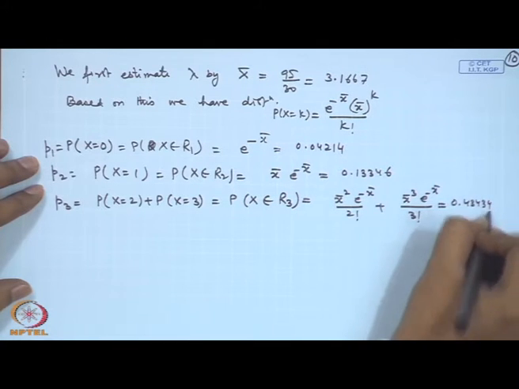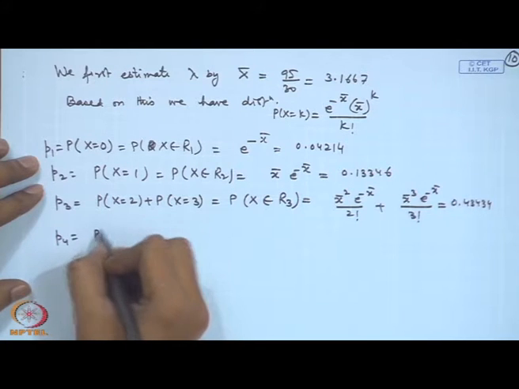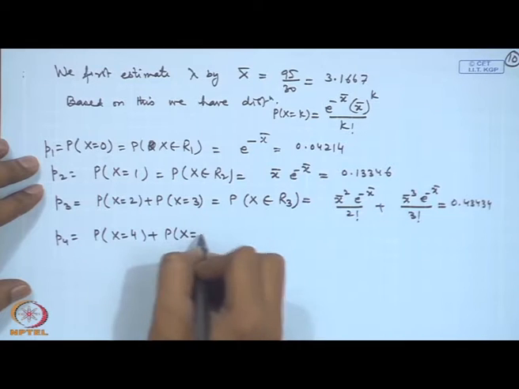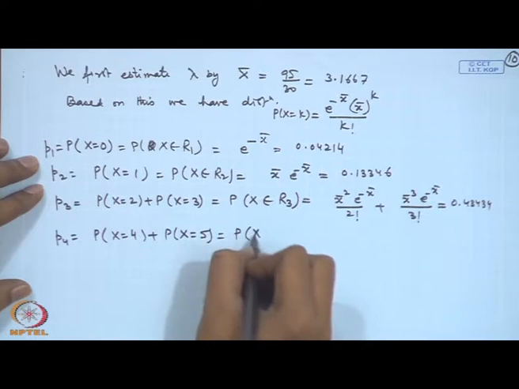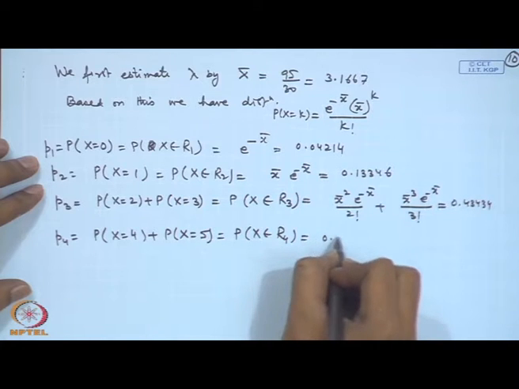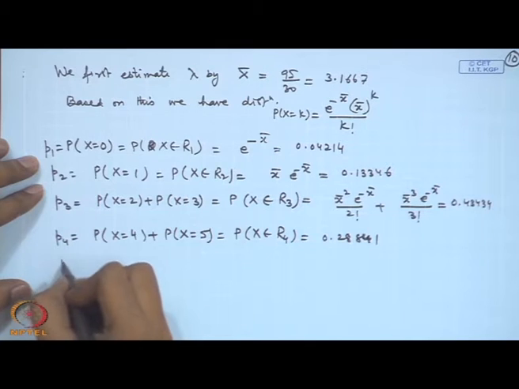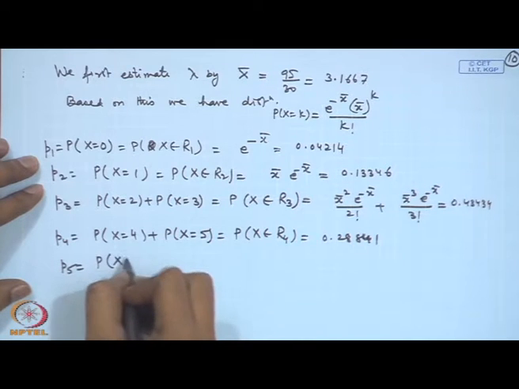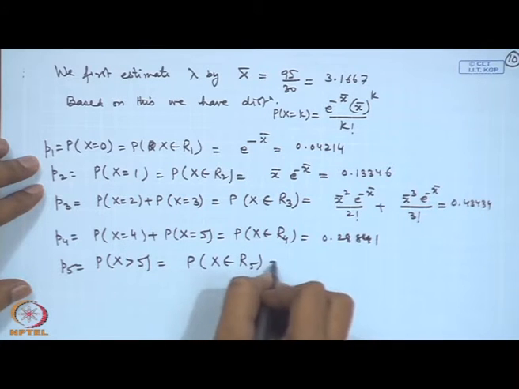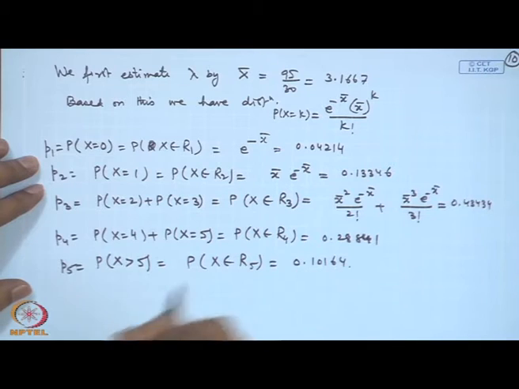0.4343 etcetera. Similarly, P 4 is the probability x equal to 4 plus probability x equal to 5, that is the probability of the fourth region. That will turn out to be 0.28841. And the probability of the fifth region is equal to 0.10164.